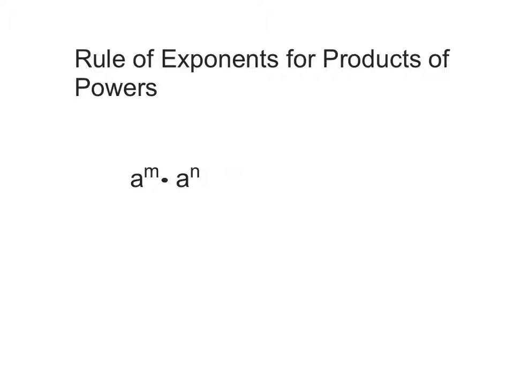Now, we want to come up with a general rule for multiplying a power times a power. That rule is if these two bases are the same, you can just add the exponents. Since those two bases are the same, we can simplify this to a to the m plus n. We got that rule from the last slide, where we saw we can just add the exponents.